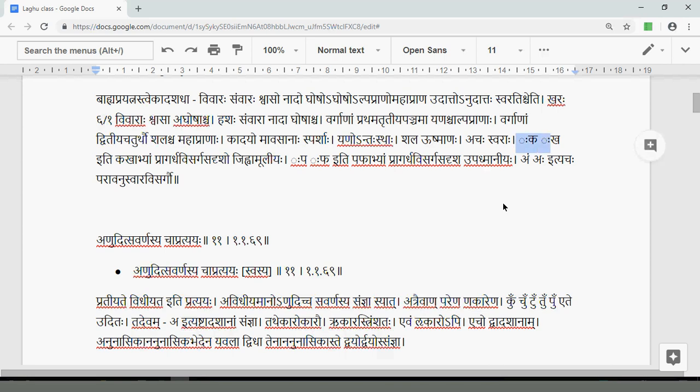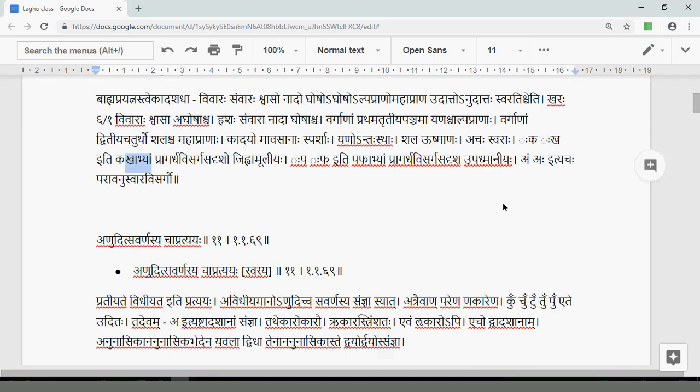Then there is upadmaniya, jivha mulya. What is jivha mulya? It is the sound akh, akh, as in kha, kha. It is difficult to pronounce without something preceding, so I just said a: akh. What is this? Iti kakhabhyam prag ardha visarga sadrusha jivha mulya. Jivha mulya is prag, before ka and kha. Prag is panchami dvivachana, because prag governs the panchami.